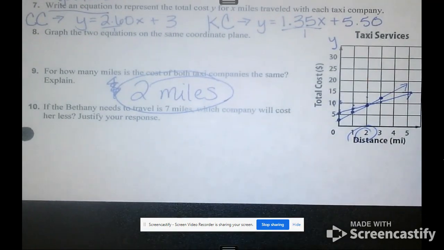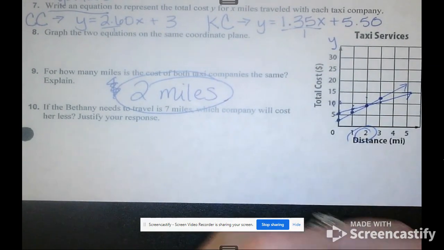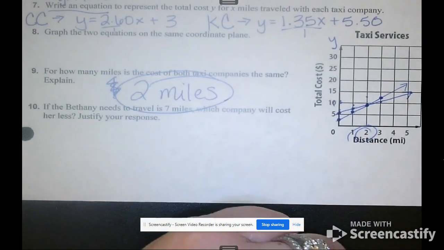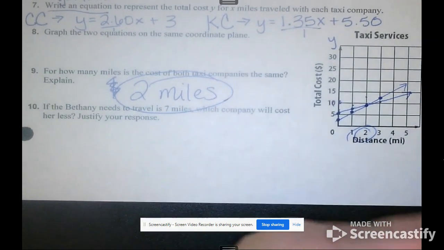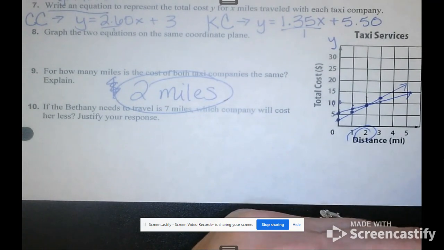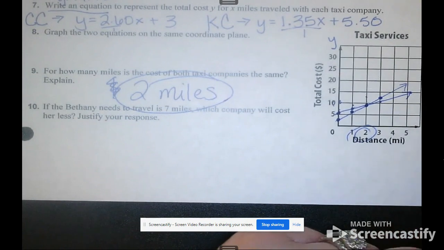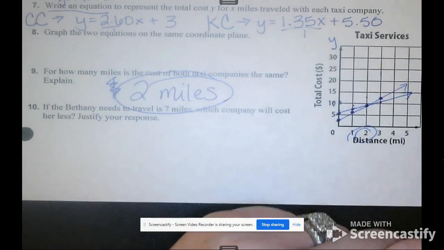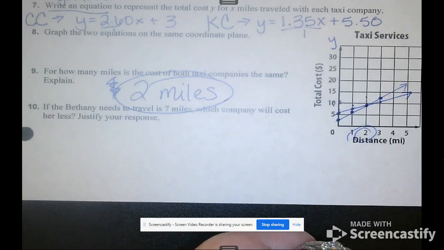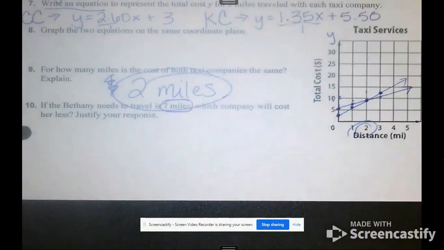Okay. If Bethany needs to travel 7 miles, which company will cost her less? Justify your response. I had a couple people last class period that were like, oh, you just do this. Does anybody know what I would do to figure that out? What I would do with that 7. Multiply it by 2. Would you multiply the y-intercept? I feel like you were really close. Yes, you are plugging this in for x into your equations.